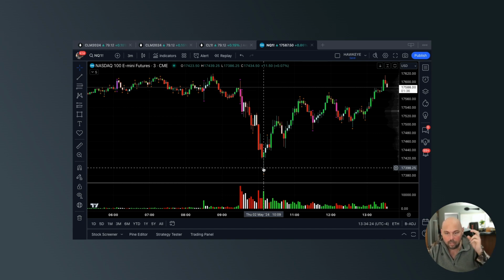But guys, at the end of the day, the heart and soul of every trader must be focused around volume and price action. Us here at Hawkeye, we have produced volume-based indicators to help you better understand what the market's doing, when, where, and why.